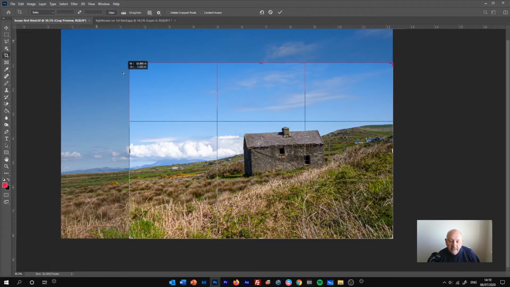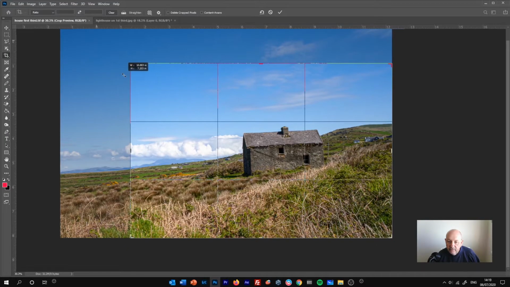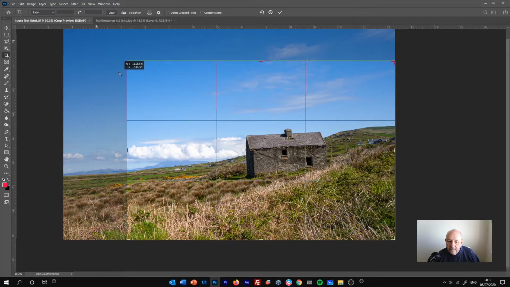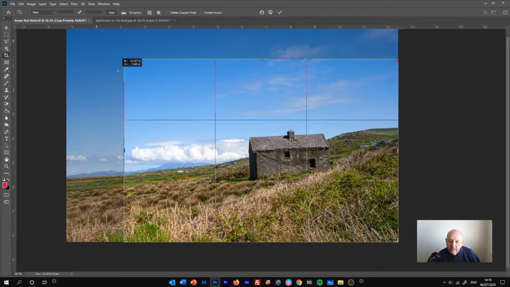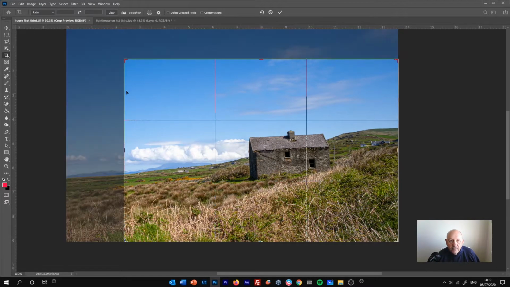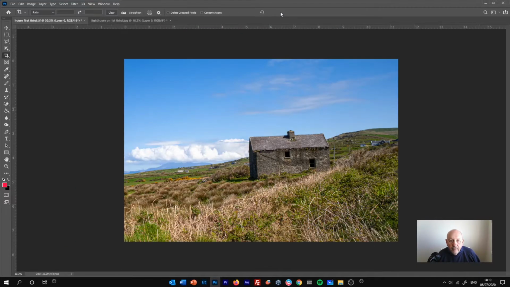Now what we could do is bring in the grid. So we're going tighter. We've still got the house on the intersection of the lower horizontal and the right hand vertical. And what we've done there now is lost some of the sky, which may make for a stronger photograph.